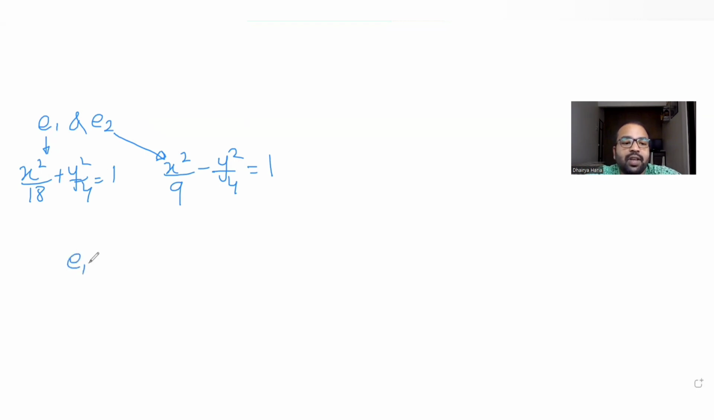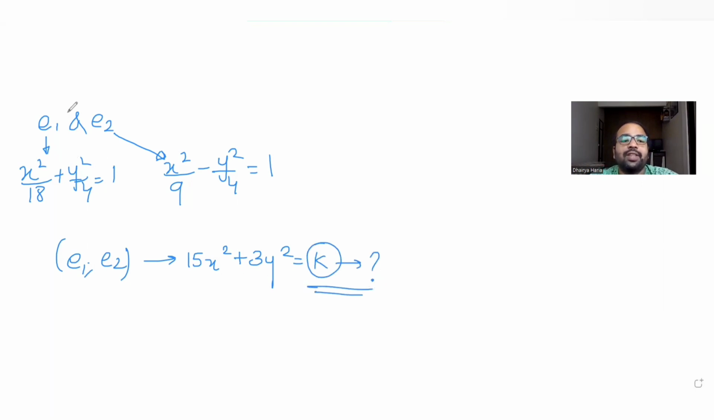And further it says that if E1 and E2 are the coordinates on the ellipse given as 15x square plus 3y square equals k, we need to find the value of this k. So whatever eccentricities we get for this ellipse as well as this hyperbola, we'll substitute them as the coordinates x and y of the ellipse and we will get the value of k. So let's start with the question now. We'll understand the solution for this.